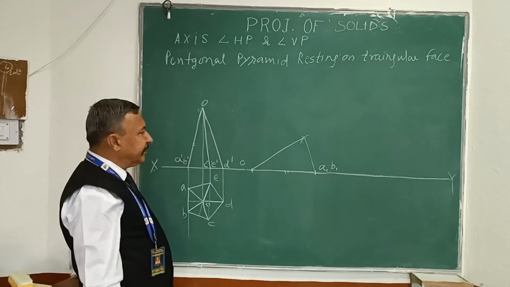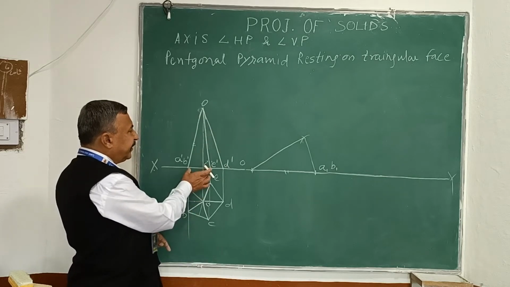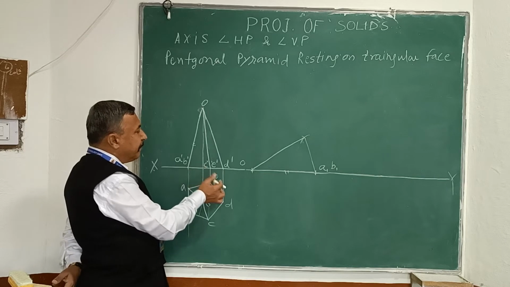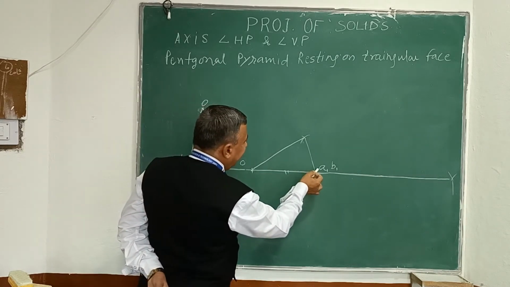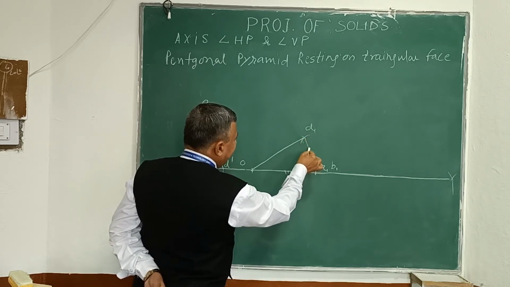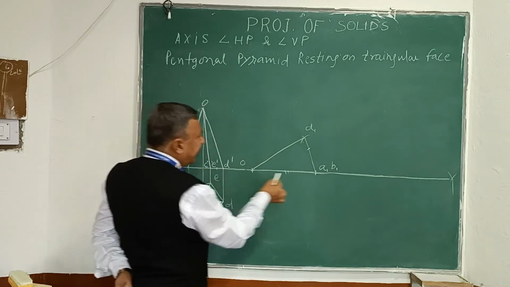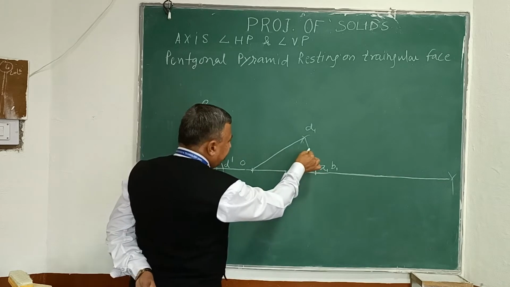This completes this triangle. Now we have to take this length also and the position of axis also. So from D, this length, from D, this point is D1. So from D, mark this length also. From D, mark the axis point also. Now join this edge.